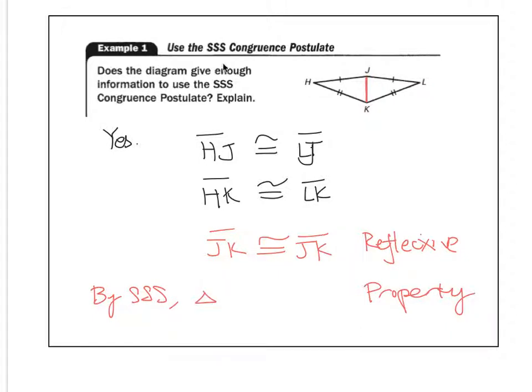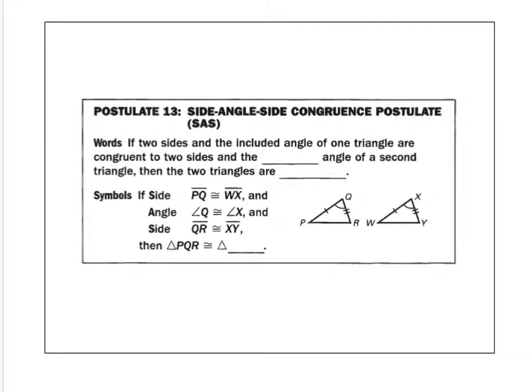I can make a congruence statement to say triangle HJK is congruent to triangle LJK. Okay? So that's how we use SSS.